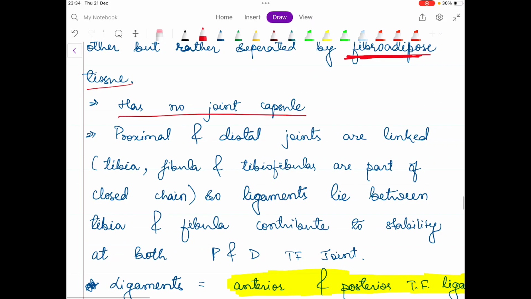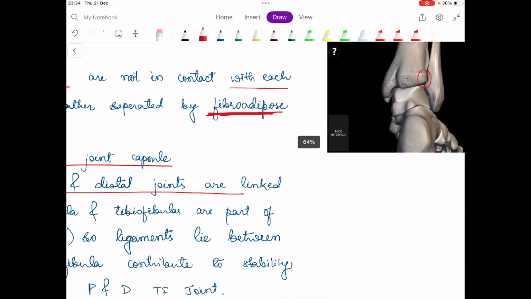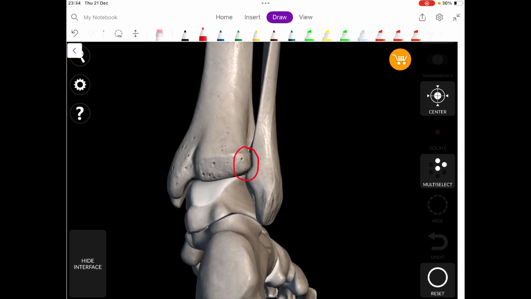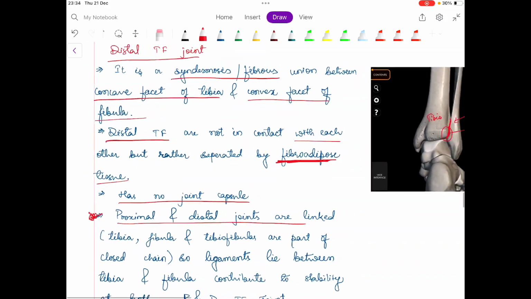Also, there are no joint capsules present in the distal tibiofibular joint, and this is a very important highlight of this joint. Before that, just see this diagram here. This one is your distal tibiofibular joint, and in the middle there is fibroadipose tissue. This one here is your tibia, and this thin bone is your fibula, and between them is your fibroadipose tissue. Okay, so that's it.